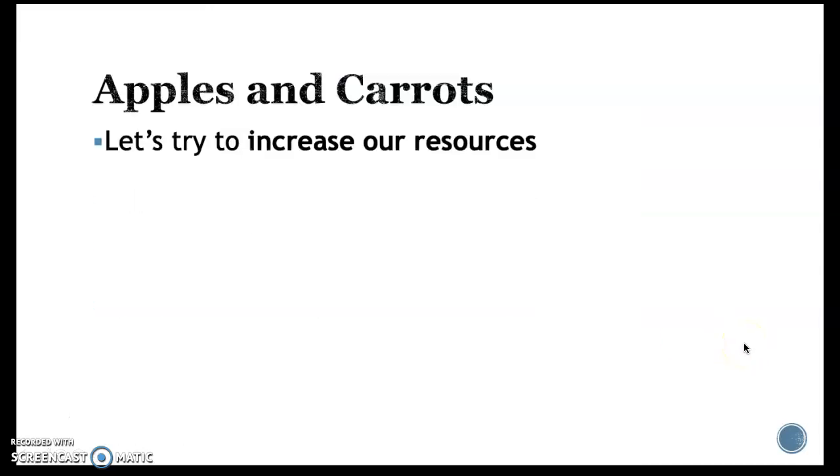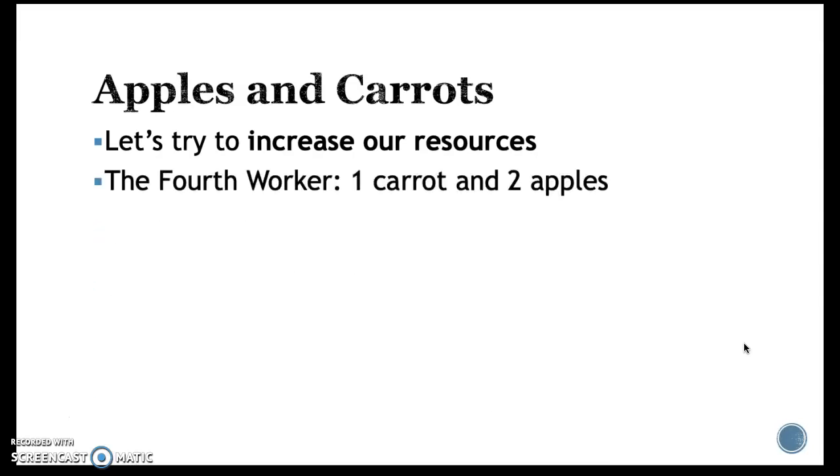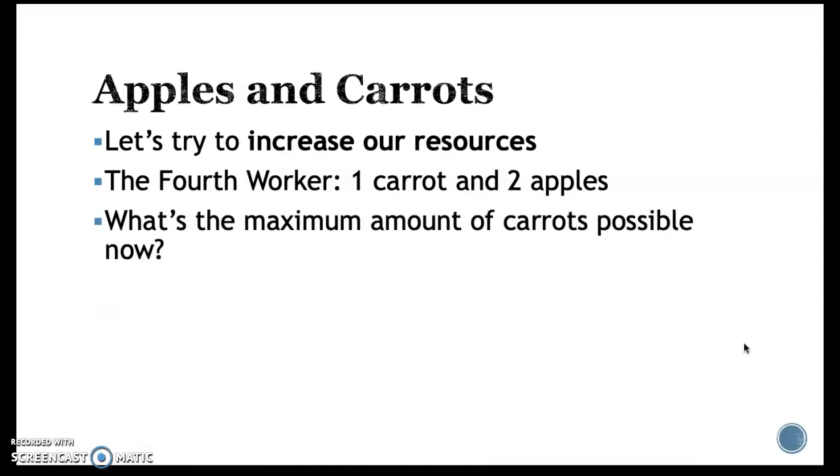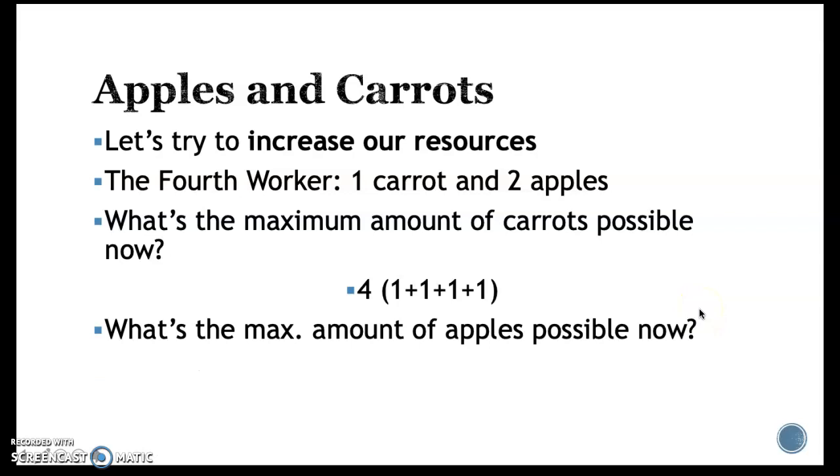Now we're going to see what the graph looks like when we increase our resources. So we're going to add 1 more worker. Instead of 3 workers, instead of 3 human resources, we will now have 4 human resources. They can also pull 1 carrot, but we're going to say they can pull 2 apples. So the maximum amount of carrots possible to pull in one day now is 4, because remember, you have 4 workers instead of 3, with each worker being able to produce 1 carrot. And then the maximum amount of apples possible now would be 11, with worker 1 being able to produce 1, and so on and so forth. Okay.